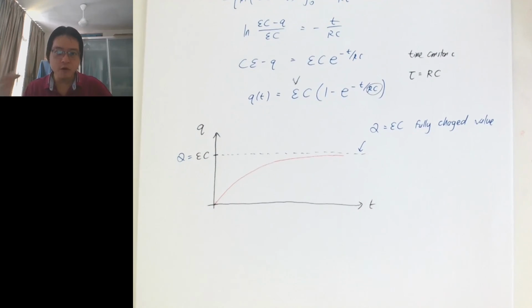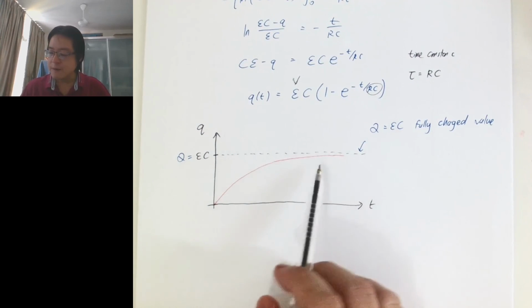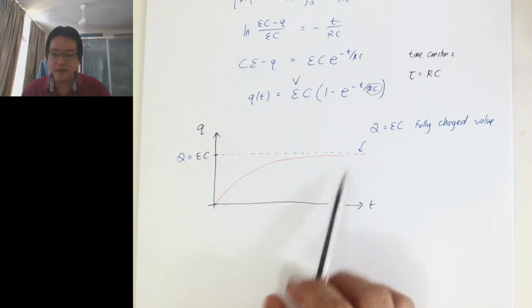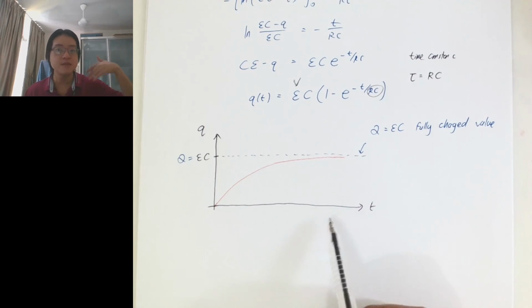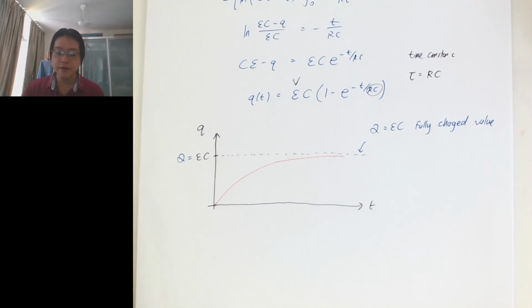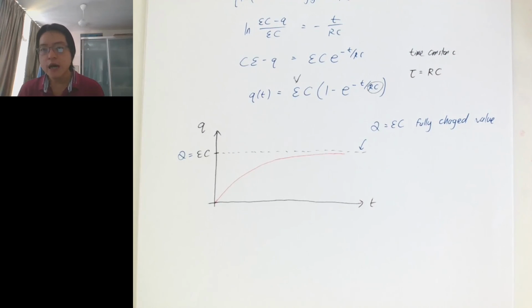And I believe for most real life circuits, you can almost reach here within a few milliseconds. So this graph should be on the order of milliseconds. So things go very fast for circuits. So that is for the charge. How about the current? What's the current passing through the circuit?